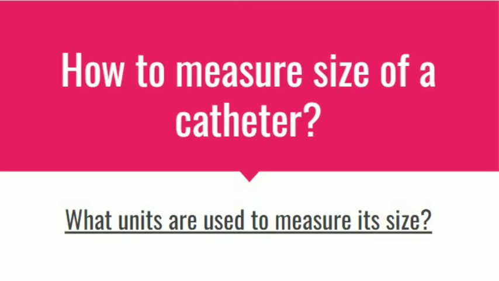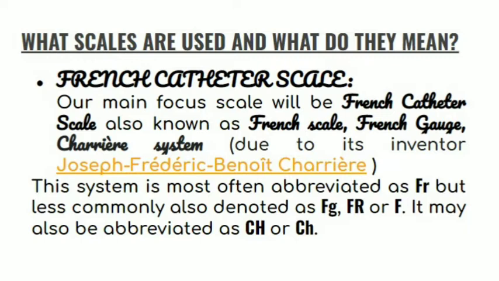How to measure size of a catheter? We will discuss the systems that are used to measure the catheter size and the units and what they mean. We will discuss two scales, the French catheter scale and the Birmingham scale, which may also be known as the British scale. The French catheter scale will be our first focus.